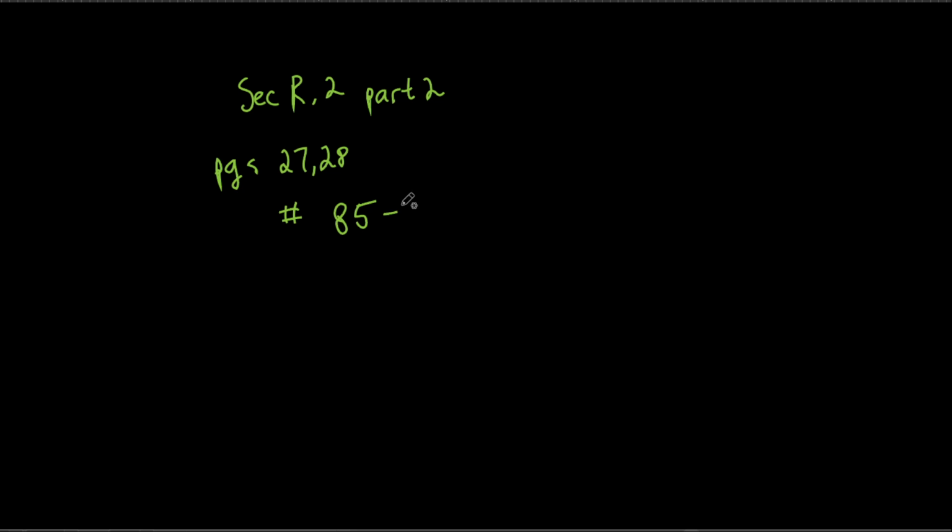So I bet you could get almost all of these done. So this is some classwork for you. Try to get it done. All right, it's section R.2, part 2, because you've already turned in part 1. And we're going to do pages 27 and 28. And we're going to do numbers 85 to 107. It sounds like a lot, but we're only doing the odds, so it's really not that many. So it's probably less than 10, probably 9, 10 problems, something like that.